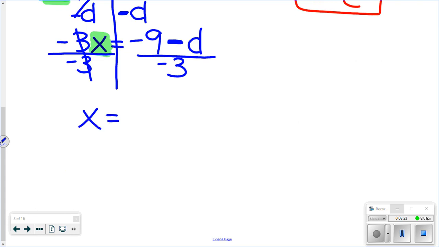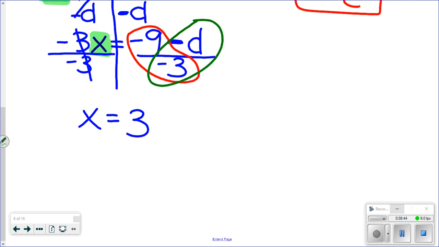X equals, let's do this first. -9 divided by -3. Two negatives make a positive. 3 goes into 9 3 times. Then if I do this, two negatives make a positive, and then d divided by 3.